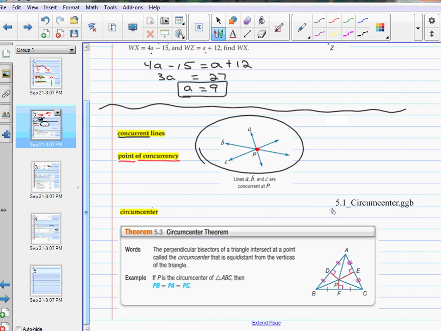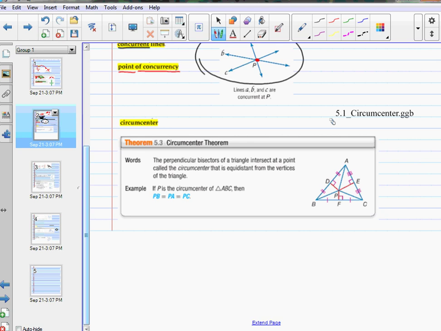We are going to begin to look at some special concurrent lines in triangles. And the very first one, that point of concurrency, we are going to have some lines that all intersect at that point right over there. And that point of concurrency has a special name called the circumcenter. We'll figure out why it has that name in just a second.